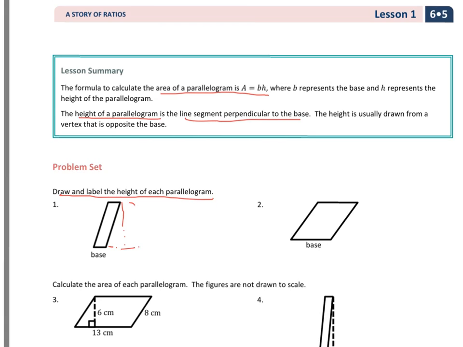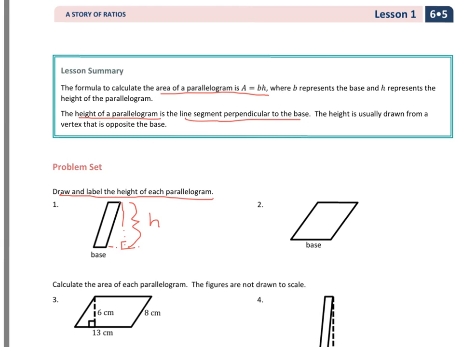And this straight shot there is going to be my height. And I know that because it's going to create a 90-degree angle, and there's my box for my 90 degrees. So it's a straight shot from the top vertex down to the base. It has to be a straight line.